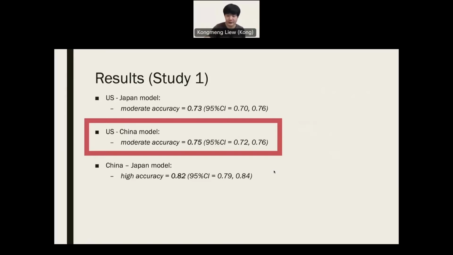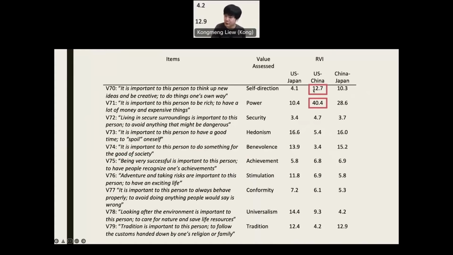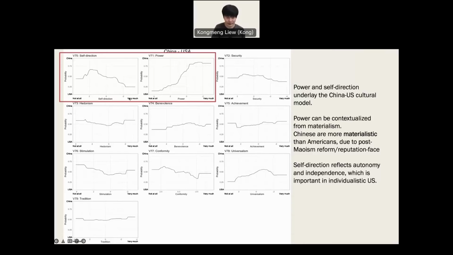Next, we look at the US-China model. We only found two really strong results. I'm surprised as well at how strong a result power is, which I think in this case, in the World Value Survey, tends towards materialism, and for self-direction. And here, if we look at the results, the higher the participants scored on self-direction, the more likely they were to be American, because China now is the positive class. And the opposite effect for power, where the higher the participants scored on power, the more likely they were to be Chinese rather than American.